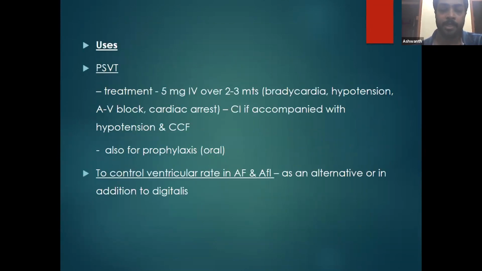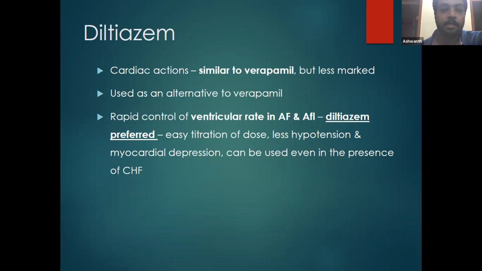Uses: it is used in PSVT. Treatment is 5 milligrams IV over 2 to 3 minutes, and it is contraindicated if accompanied by hypotension and congestive cardiac failure. Also, for prophylaxis, it can be used orally. It is also used to control ventricular rate in AF and atrial flutter as an alternative or in addition to digitalis. Diltiazem has cardiac action similar to that of verapamil, but less marked. It is used as an alternative to verapamil, and for rapid control of ventricular rate in AF and atrial flutter. Diltiazem is preferred: there is early titration of dose, less hypotension and myocardial depression, and it can be used even in the presence of congestive heart failure.